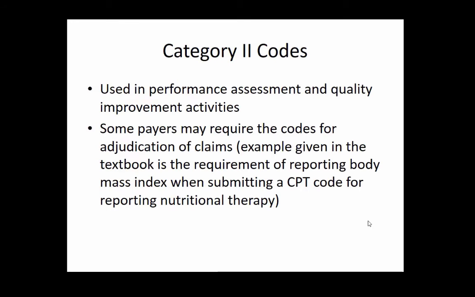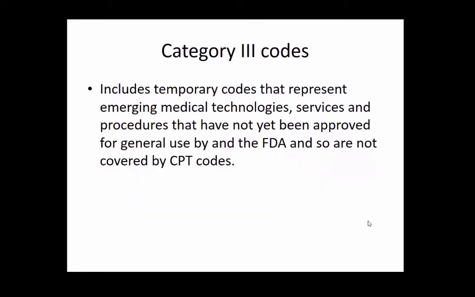Category 2 codes are used in performance assessment and quality improvement. Even though they're used primarily to track quality improvement activities, some payers actually require them, so it may be that you would be assigning them on a claim. An example given in the textbook is that a specific payer might require that the body mass index is reported whenever you're submitting a CPT code for any nutritional therapy. So you really have to know your payers and know what their requirements are.